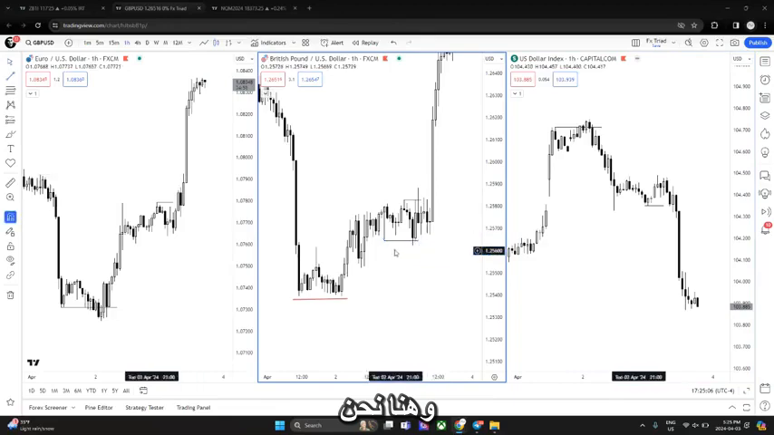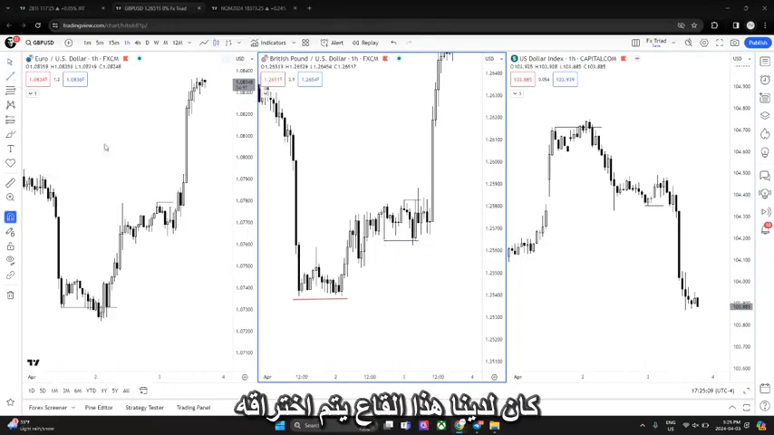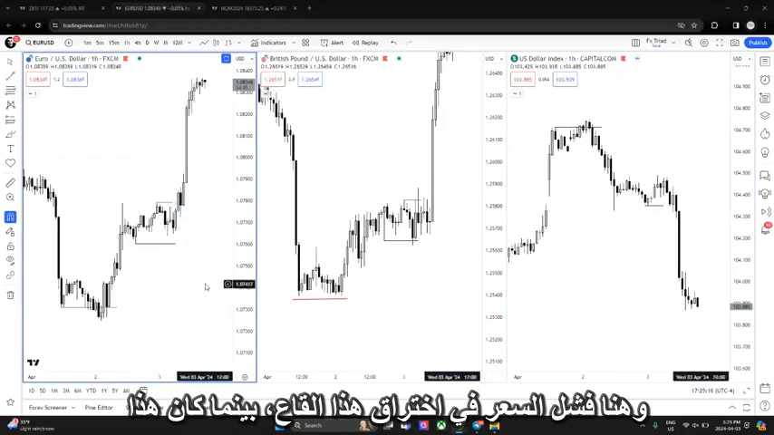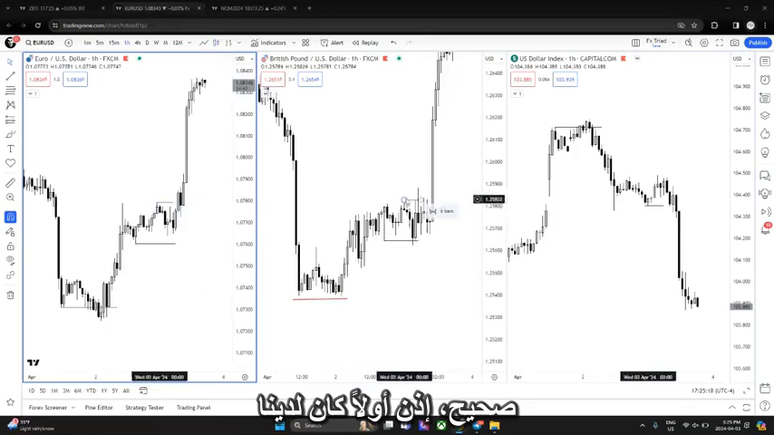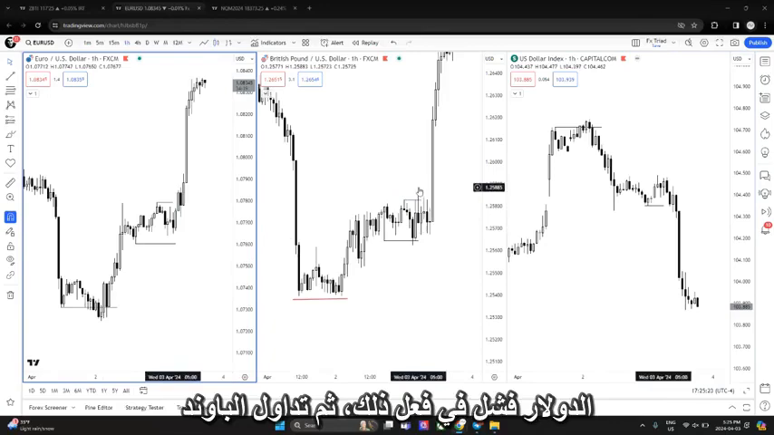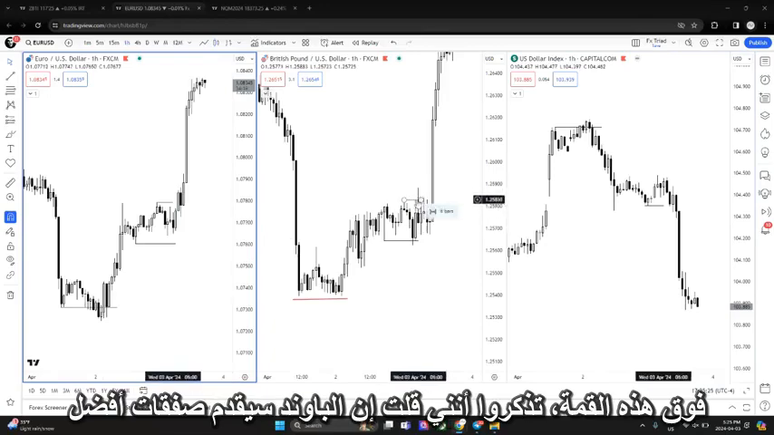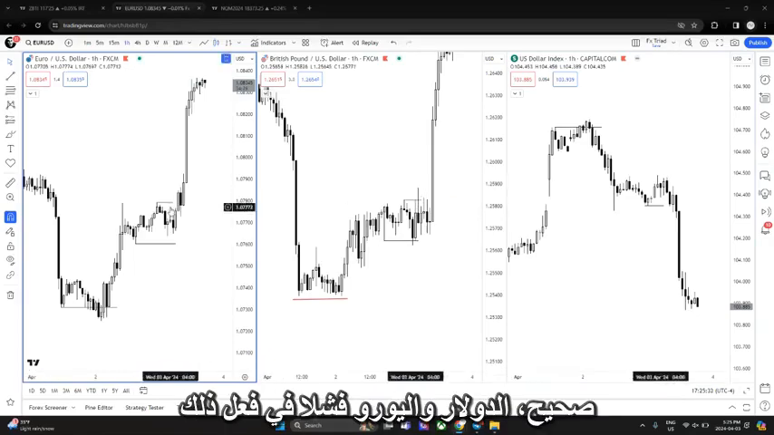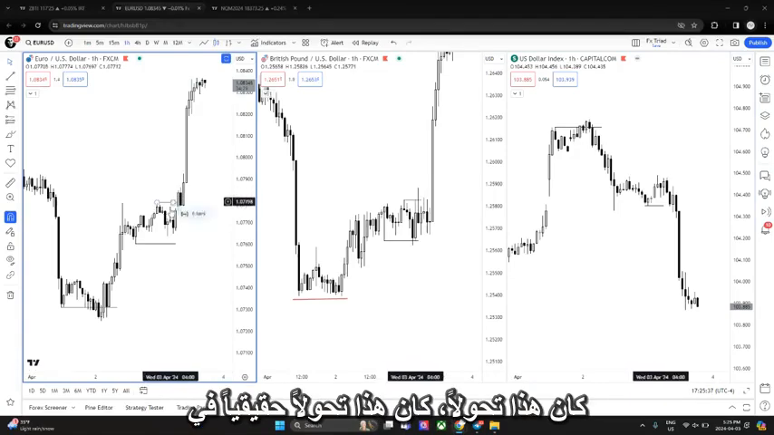And also what happened here? Here we had this low being taken out, and here, price failed to take this low out. Meanwhile, this was happening. So we had the pound break below this low, the dollar failed to do so, then the pound traded above this high. Remember I said that the pound would have the better trades? The pound traded above this high, the euro failed to do so. This was a shift. This was a real shift in sentiment.